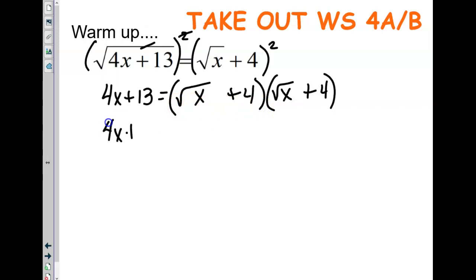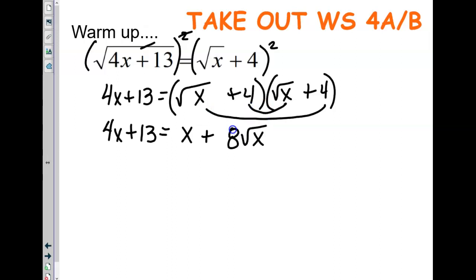So I get 4x plus 13 equals square root of x times square root of x is x. But then inside and outside are each what? 4 square roots of x. So if I add those together, I have 8 square roots of x. Everybody okay with me adding them together? And then 4 times 4 back here is 16. Now what?